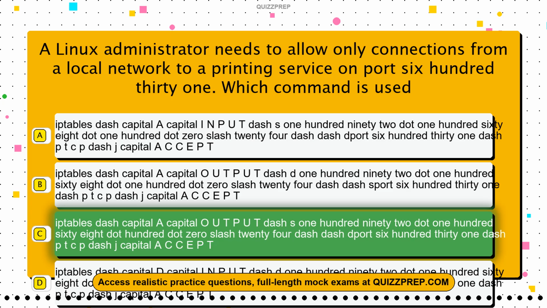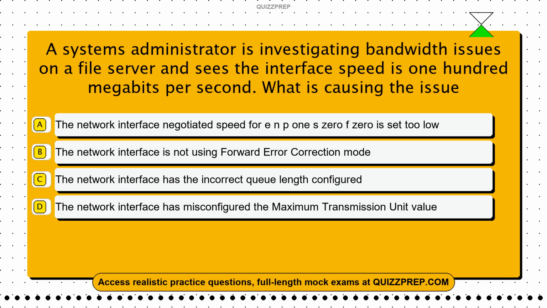The correct answer is option C, iptables -s 192.168.100.0/24 --port 631 -p tcp -j. The iptables command with the capital INPUT chain and source network filter allows specific traffic while rejecting others if the default policy is set. Question 134. A systems administrator is investigating bandwidth issues on a file server and sees the interface speed is 100 megabits per second. What is causing the issue?